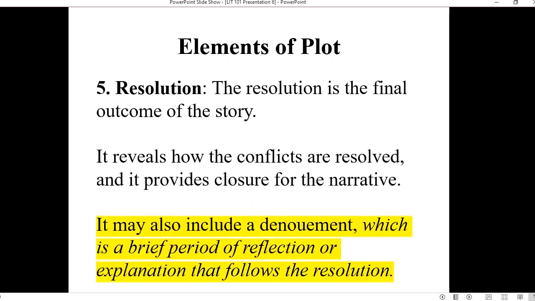So after the falling action part, we then have what we call resolution. At this point, issues have been resolved. So we have seen the outcome of the story. What will eventually be the experience or the end of the story is already established. So it reveals how the conflicts are resolved and then provides closure for the narration.